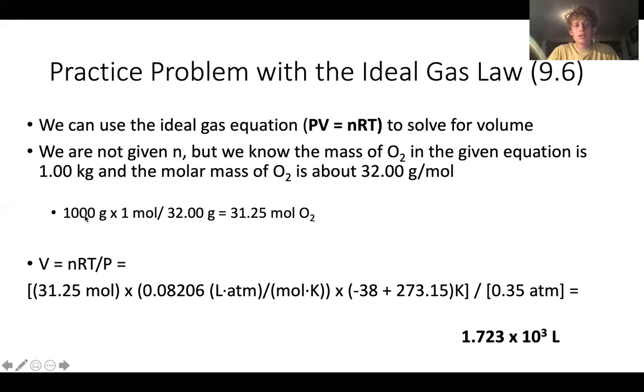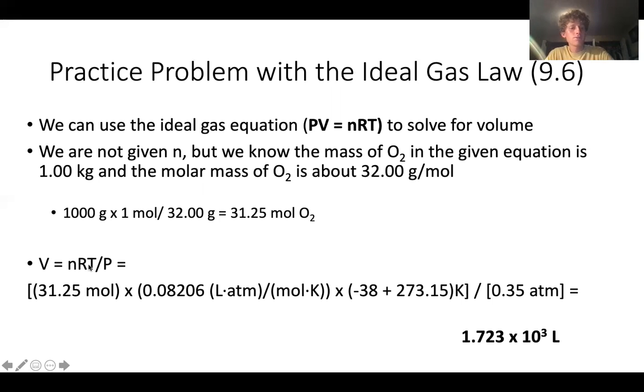So it's 1,000 grams times 1 mole of O2 divided by 32 grams of O2, and when you solve that, you get 31.25 moles of oxygen, or O2. And then you have your moles, you have the temperature, you have the pressure, and you already know the universal gas constant. So you just plug them all in and solve for volume.